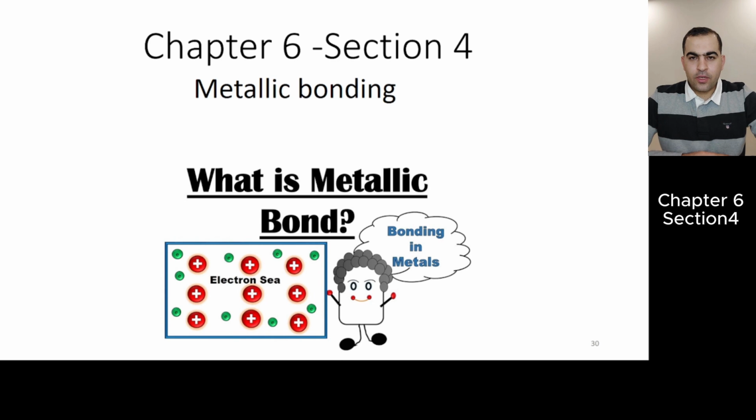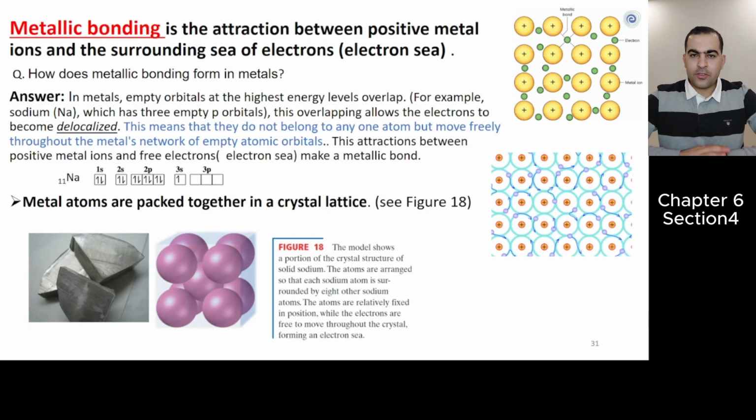In this video, I will be talking about chapter 6, section 4, metallic bonding. Okay, let's start. What is metallic bonding? Guys, you remember in chapter 6, section 1, we talked about ionic bonding and covalent bonding. And in section 2, we talked about molecular compounds, their properties, their characteristics. In section 3, we talked about ionic compounds. In this section, I will be talking about metallic bonding, the bond between metal atoms. Okay? So what's metallic bonding?